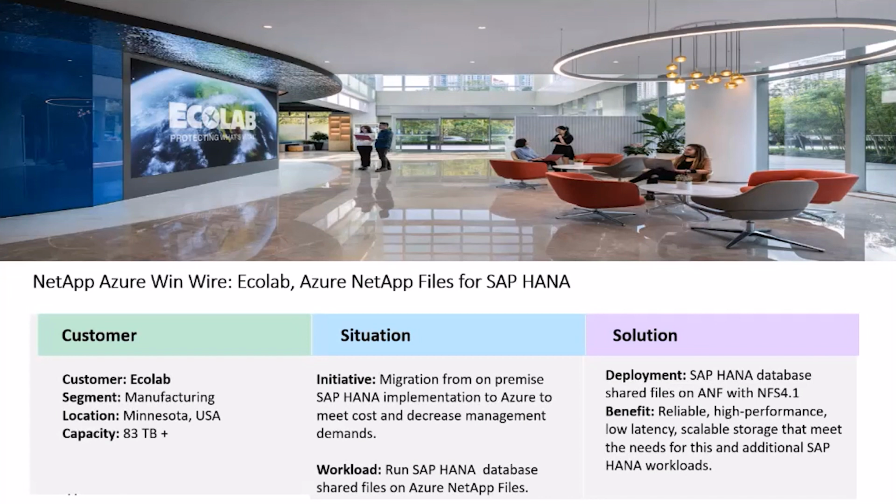They started out just using ANF for their file shares as part of their SAP deployment, but are now moving their HANA database onto ANF as well. We are certified to run HANA database in Azure, and so that is a great use case for us. This right now is at about 83 terabytes, but we expect to see this continue to grow as they get their full HANA database on there. And then we're going to be able to do disaster recovery between regions. So another great use case, another great win.